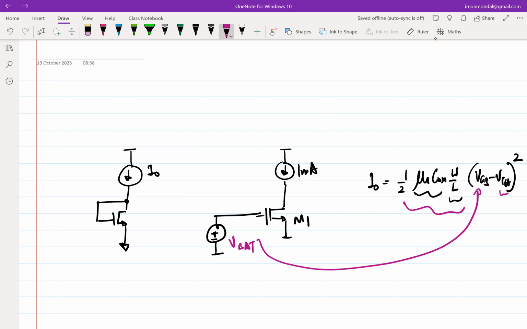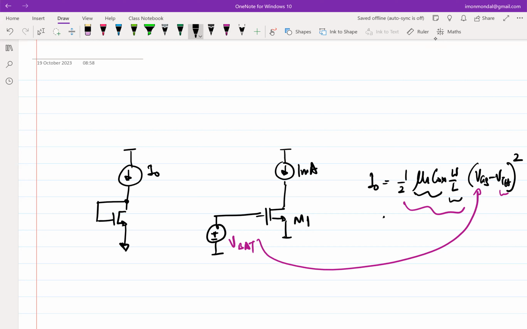So let me repeat the question. The question is, I go to the lab and I hook up my circuit like the one that I have shown on the right-hand side. Okay. And how did I come up with those values? I came up with these values because I know the current equation, right? And I know that I need to sink a current of 1 milliamp.